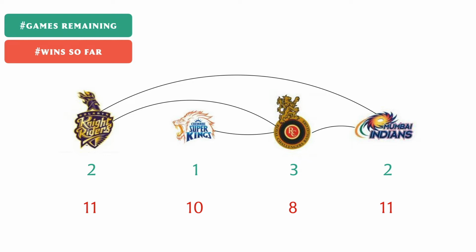So that means that its total number of wins is 8 plus 1 for Bangalore and 2 for Chennai, and 0 from the match with Mumbai. So that's 8 plus 3, and that is 11.